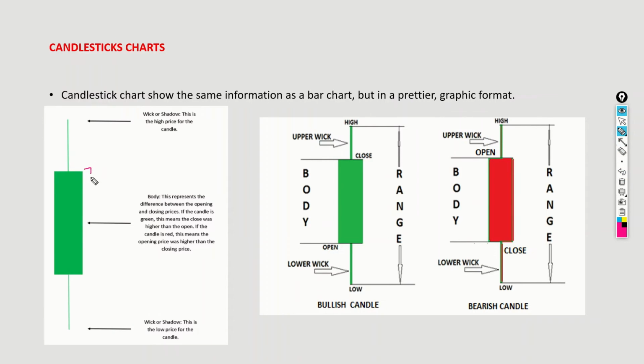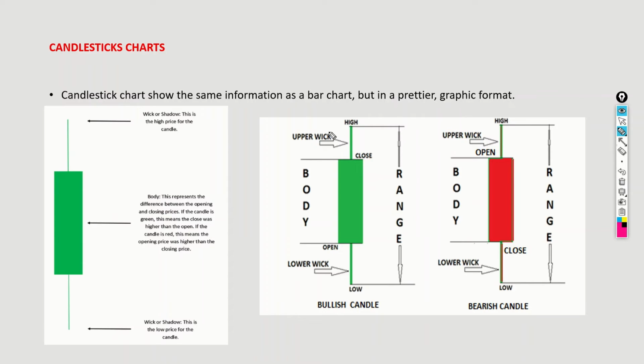So here we have the body of the candle. What does the body of the candle tell us? The body represents the difference between the opening and the closing prices. If the candle is green, this means that the close was higher than the open, just like we've seen before. And if the candle is red, this shows that the opening price was higher than the closing price. That is what the body shows us.